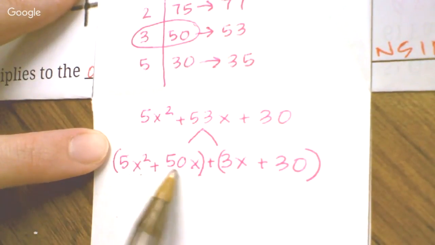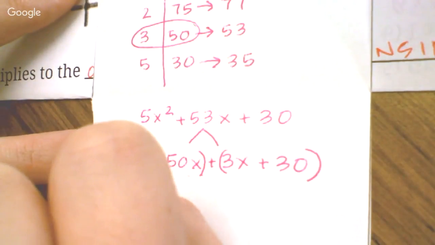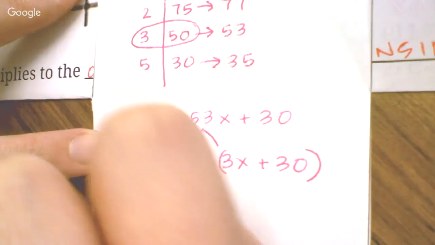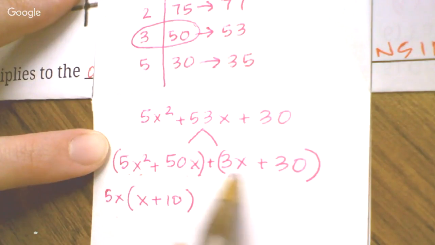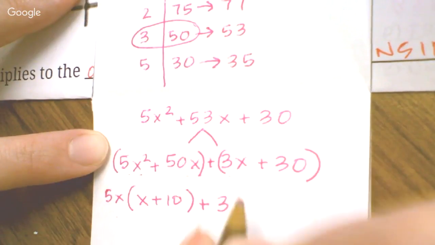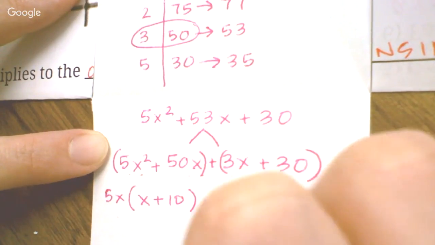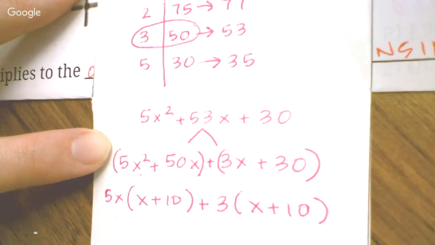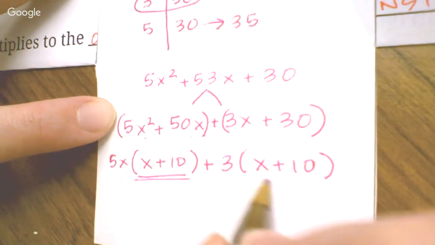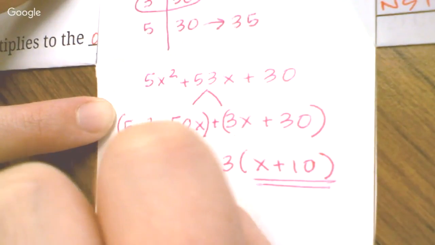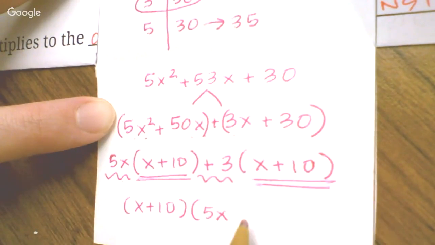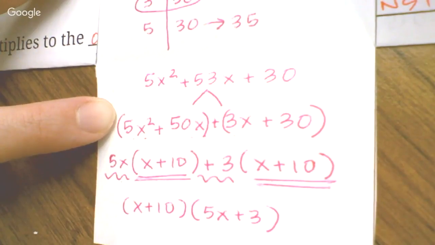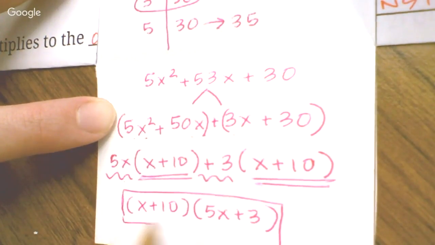So 5x squared plus 50x, they have a greatest common factor of 5x. That allows us to become x plus 10. 3x and 30 as a plus 3. Well, 3 is my common factor, which again leaves me an x plus 10. I have a common binomial of x plus 10, and I'm left with 5x and a plus 3 as my other binomial. There is my solution.